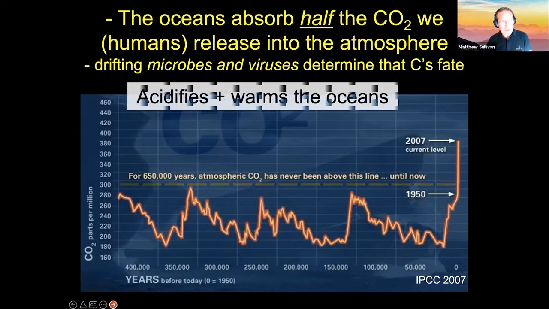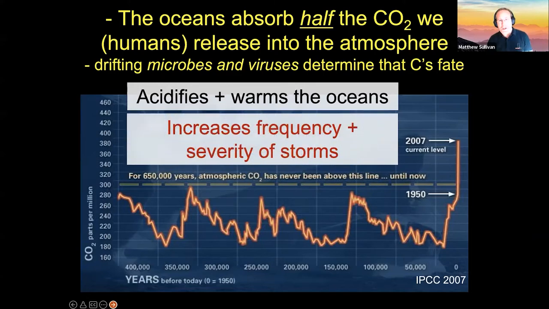This has big implications for the oceans. As I mentioned, it causes acidification, and there's lots of evidence now, both at Hawaii and the Bermuda Atlantic Time Series. It also leads to warming of the oceans, in particular, because carbon dioxide is a greenhouse gas. It warms the surface oceans and should increase stratification of the oceans. This warming leads to a lot more energy being available to transfer from the oceans to the atmosphere, and that can increase the frequency and severity of storms.